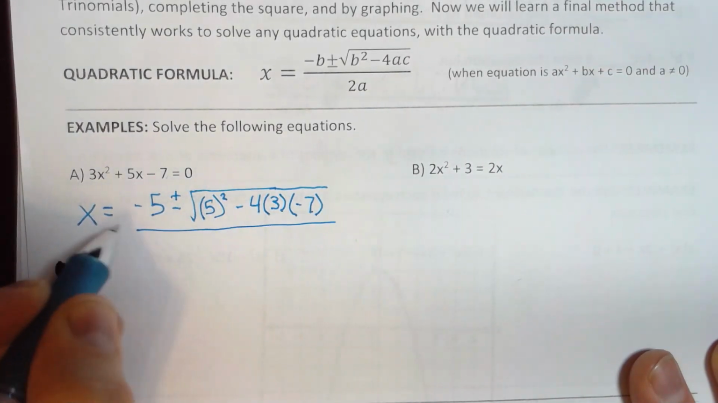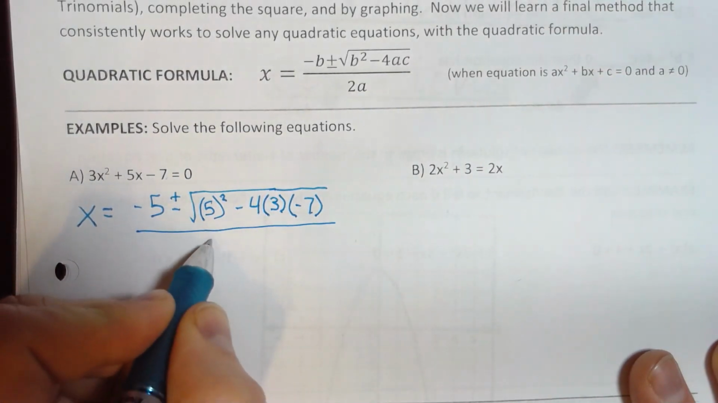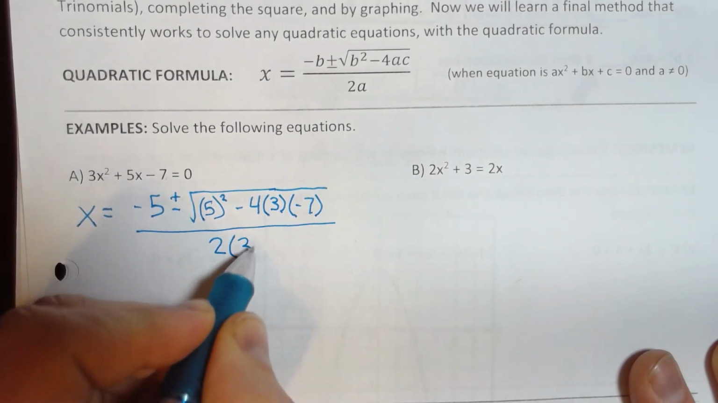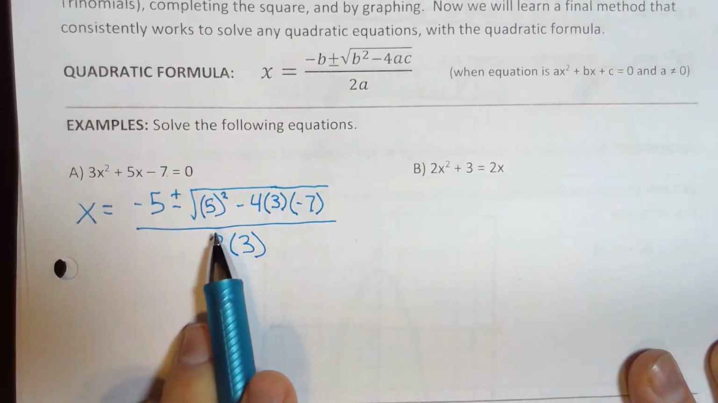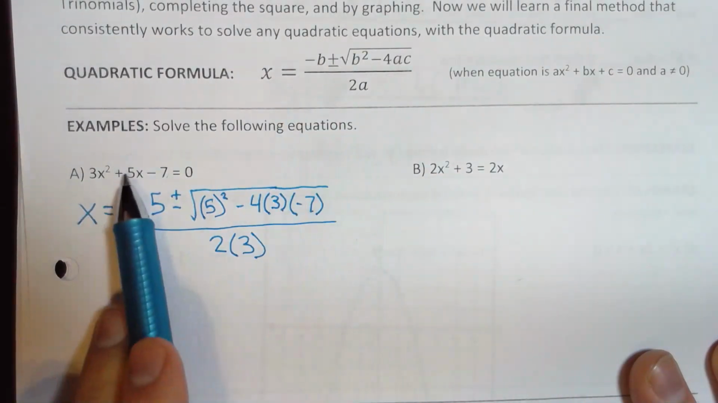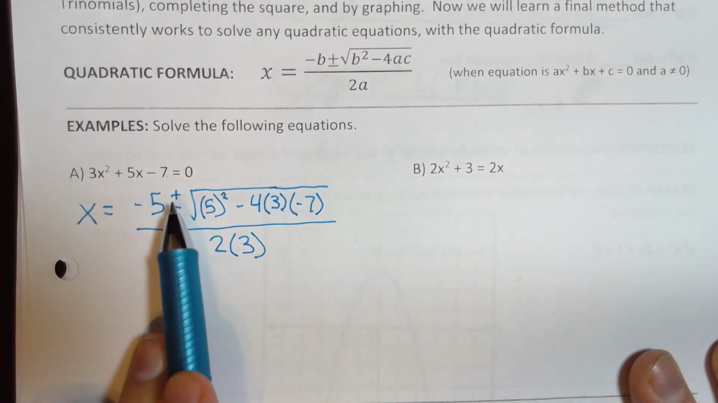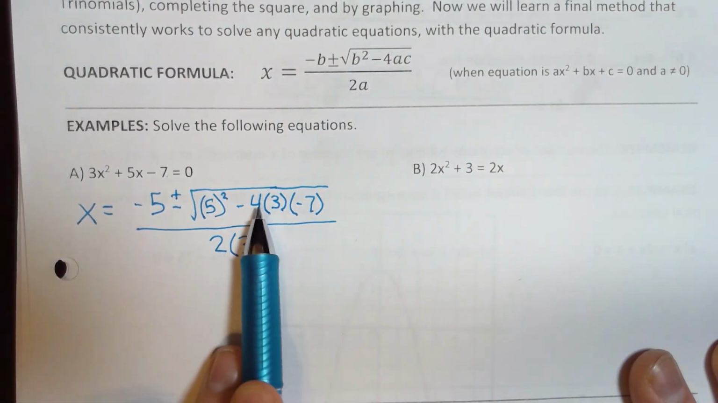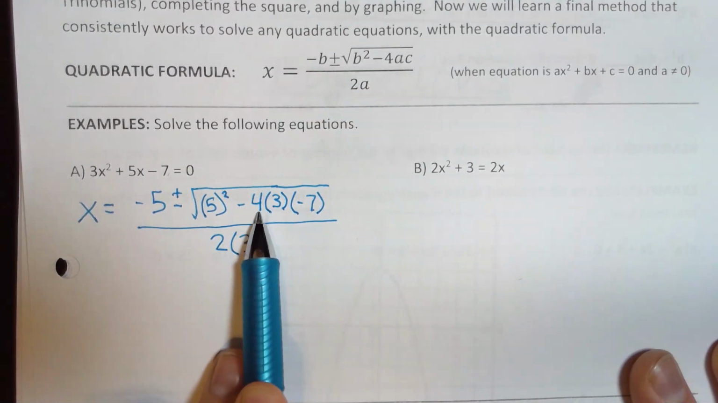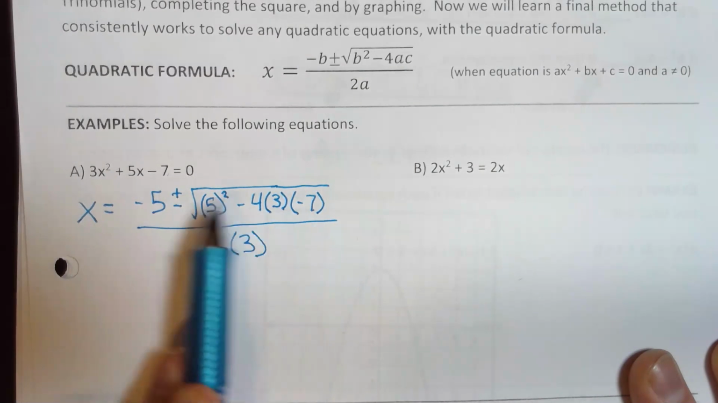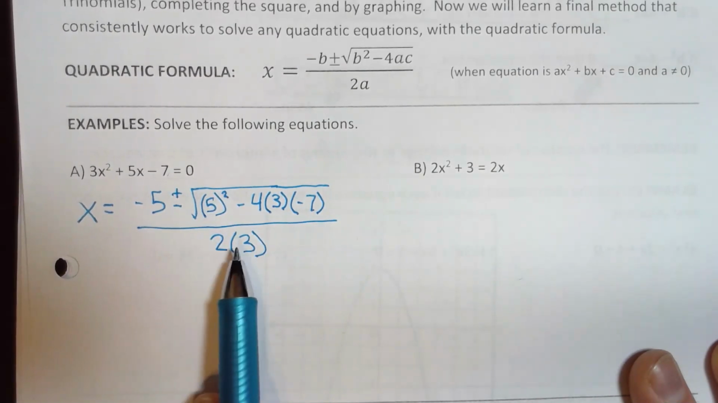All divided by 2 times A, which is 3. Okay, so pause real quick. Make sure you understand where all these numbers came from. Negative B, negative 5, plus or minus the square root of B squared minus, this is always a 4, A, C, divided by 2 times A.